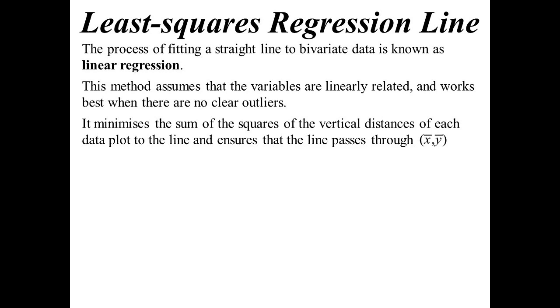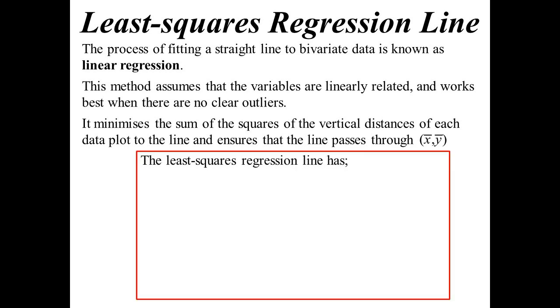Average x, average y. That's one thing we make sure of. Therefore, what happens is this. The least squares regression line, its slope will end up being the covariance of xy over the variance of x. It's like rise over run. Well, we can substitute into that and make it a little bit easier.